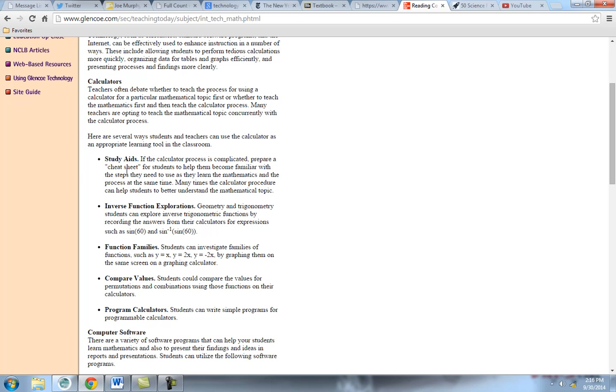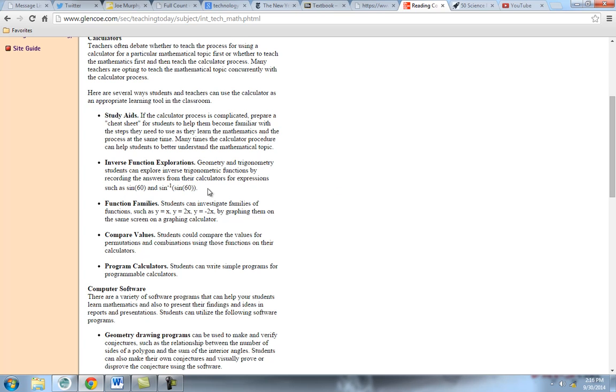So you may want to have some study aids, maybe make a video of how to use it. That would be great. They could always go back to that. That's one of the things you can use. But sometimes it can be like, here's an inverse function exploration. You can use that to check the inverse sines and so on. Again, there's no reason why they can't use the calculator to find the trig functions of an angle.